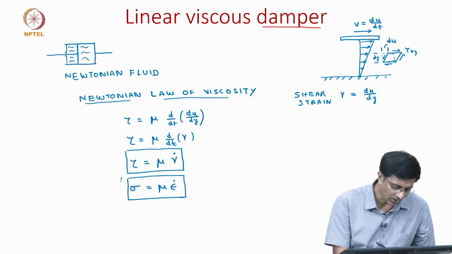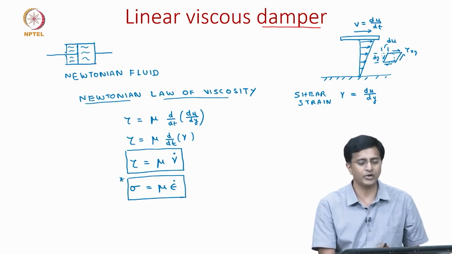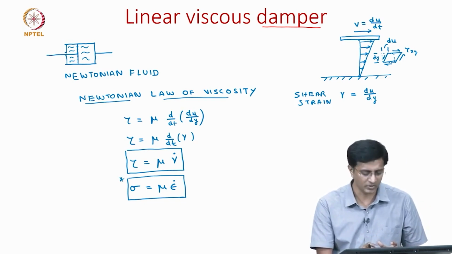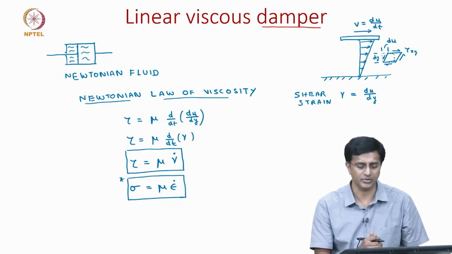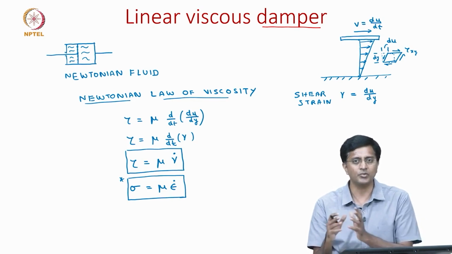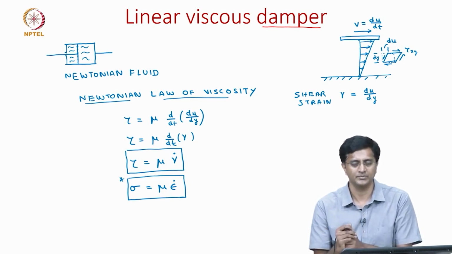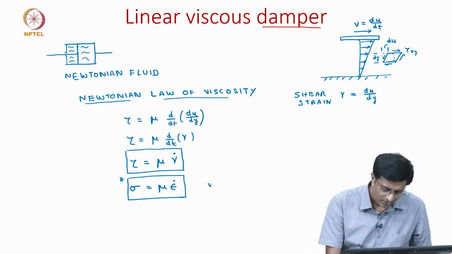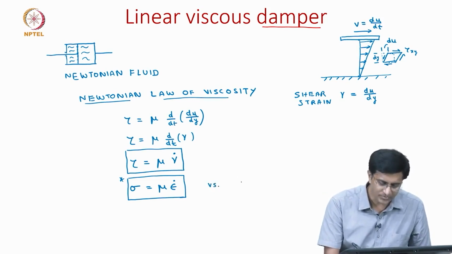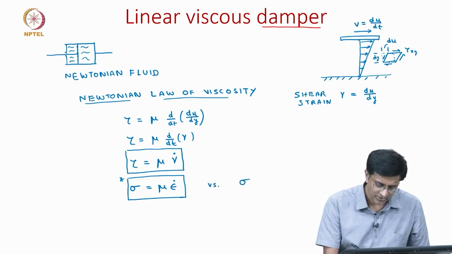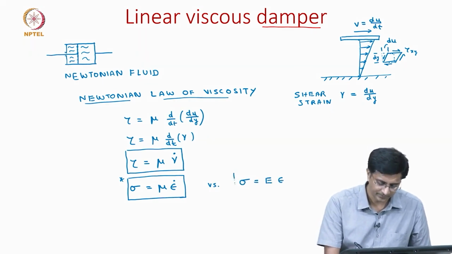So, this is the formula we will be continuing to use whenever we use a damper, the stress-strain relation between the stress and strain rate for a damper. But essentially what this is representing is that the stress is directly proportional to the strain rate. Bear in mind, this is very different from what we have seen for a solid, where we said stress is directly proportional to strain and the proportionality constant is E.